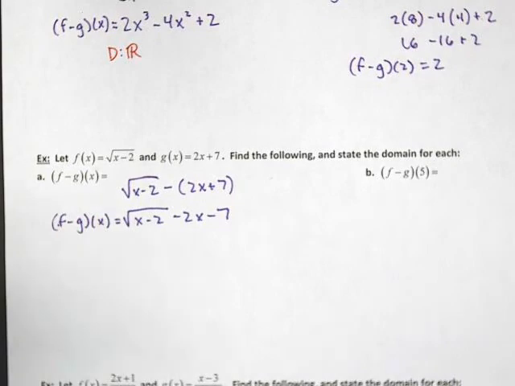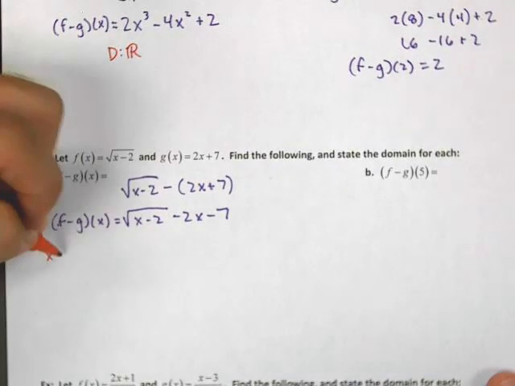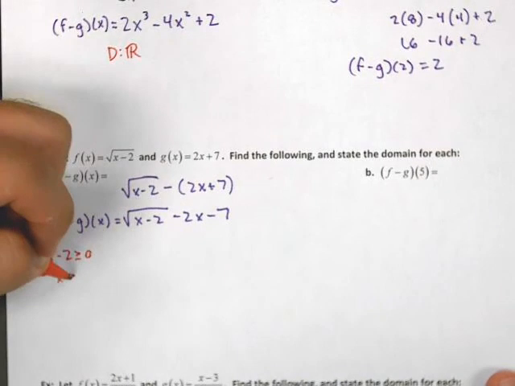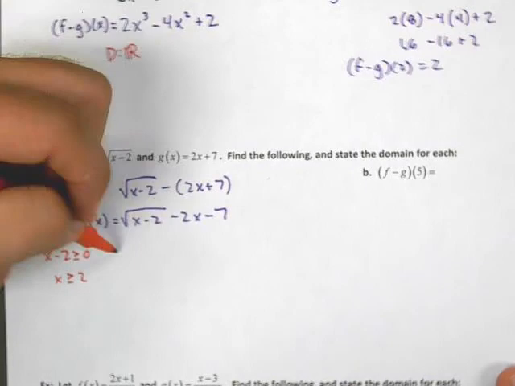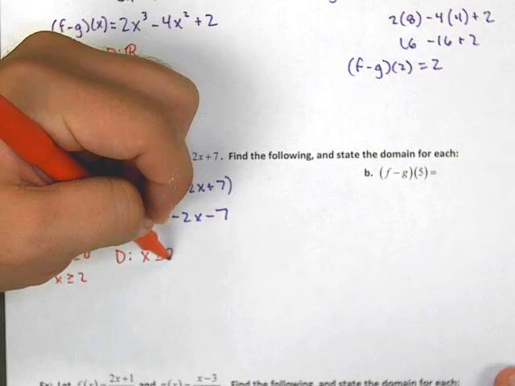Now, domain-wise, we know that because there's a radical, x minus 2 must be greater than or equal to 0, so x must be greater than or equal to 2. So, domain, x must be greater than or equal to 2.